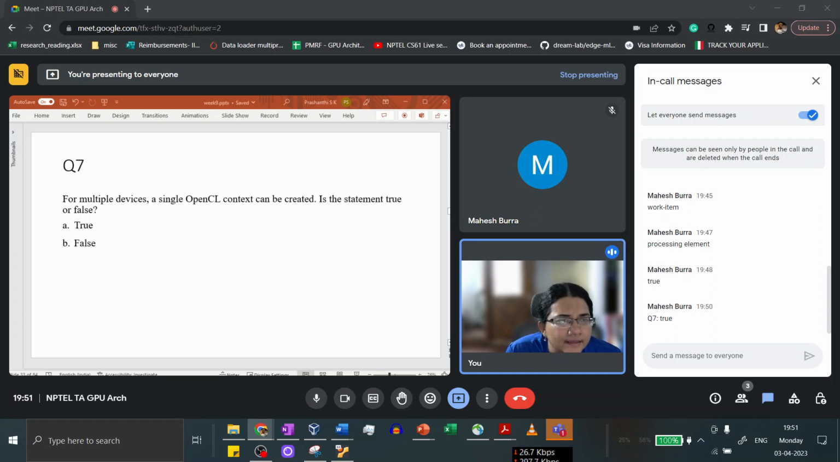Okay, this question, let me actually check. The answer key that was given said false, but I think it is for a single device, not for multiple devices. But I'll anyway check that since you had a confusion. Let me go through the slides once and see if there was some additional information on context. In case there is a change in the answer, I'll make the correction before uploading the slides. But for now, the answer given is false.